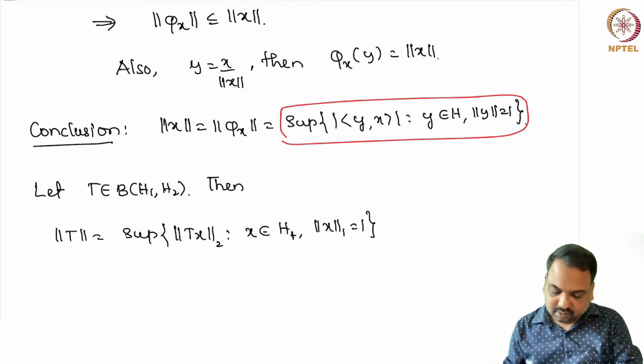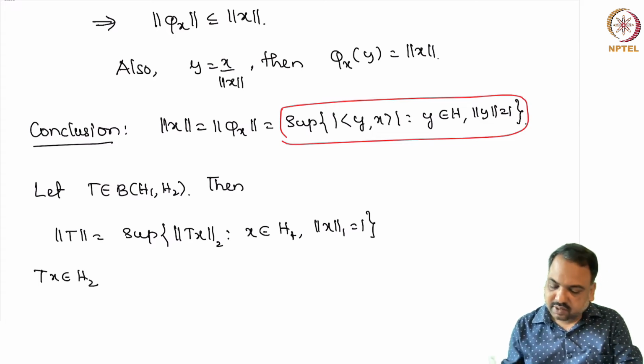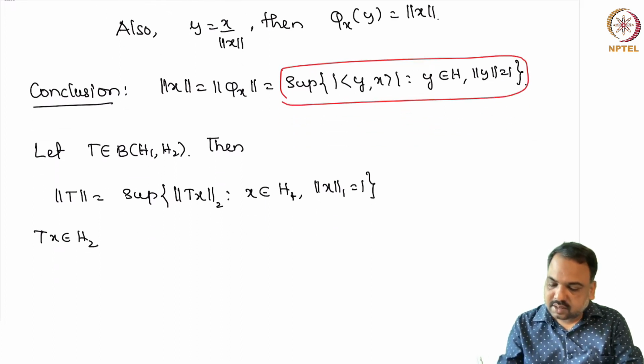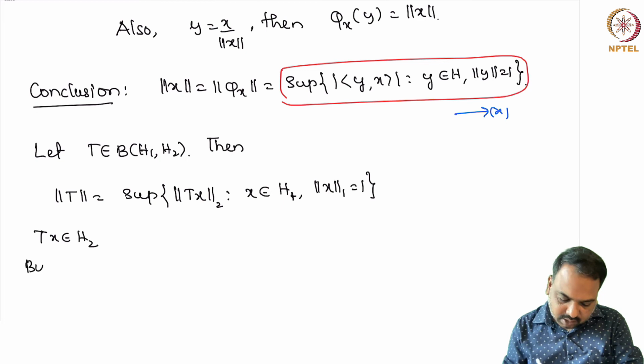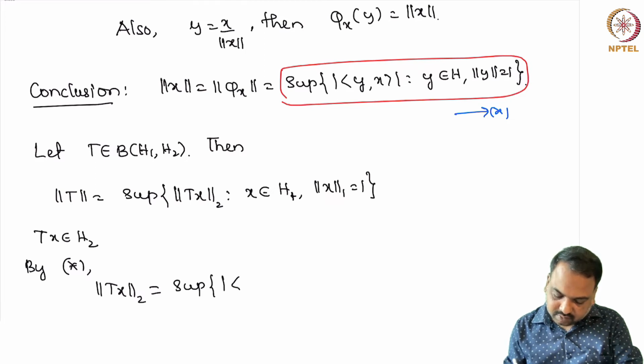Now Tx is an element of H2. Now apply the earlier formula that we got for x to Tx. So by the earlier formula, let us call this star, we can write the norm of Tx in the Hilbert space H2 as the supremum of the modulus of the inner product of Tx with y, where y is in H2 and norm y equal to 1.